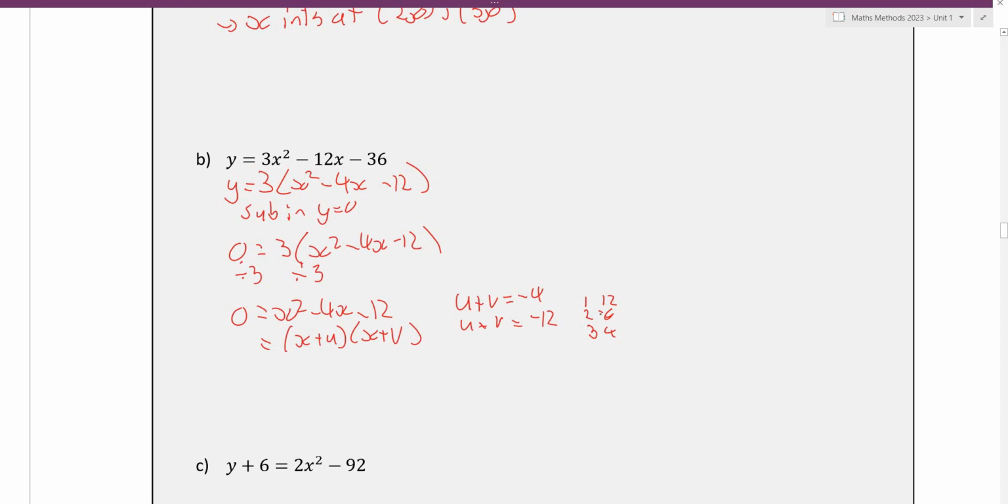Does that thought process make sense, guys? Yeah. 2 times -6 is -12. 2 plus -6 is -4. So that gives me my values. x plus 2, x minus 6 equals 0. So therefore, x equals -2 or +6.